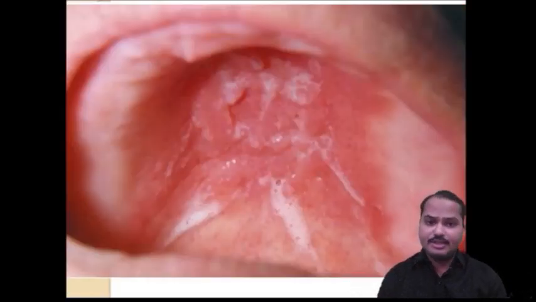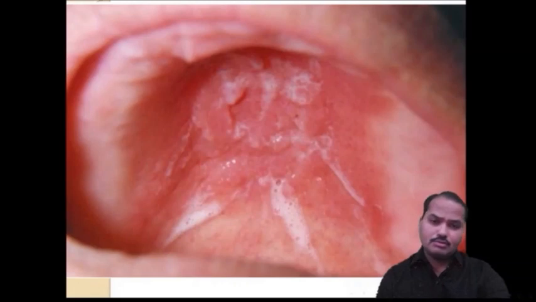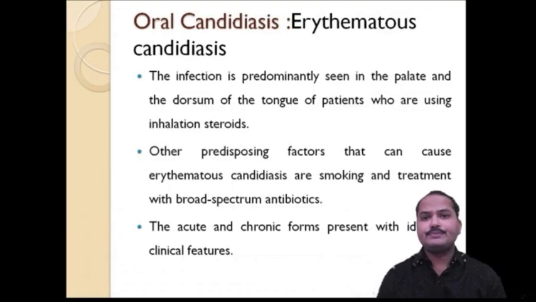This is another picture of the palatal mucosa, which shows very diffuse borders and slight changes in the palatal tissue, also in the category of erythematous candidiasis. This infection is predominantly seen in the palate and dorsum of the tongue of patients who are using inhalational steroids.